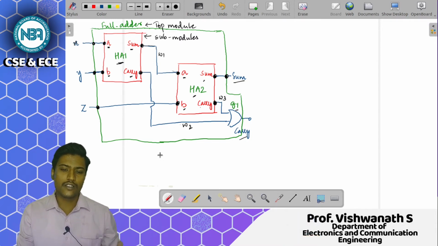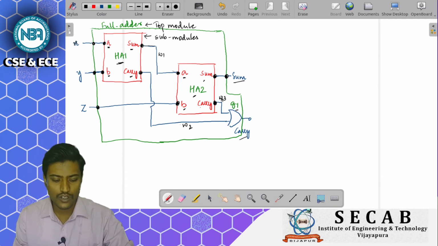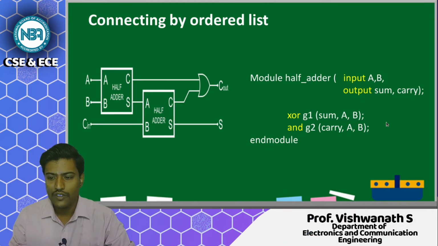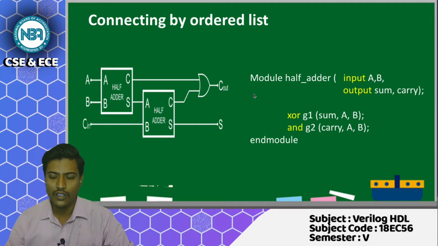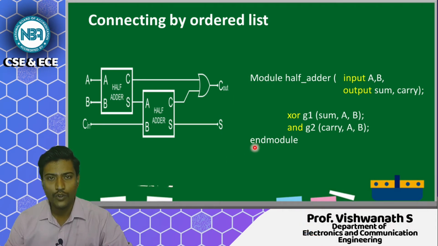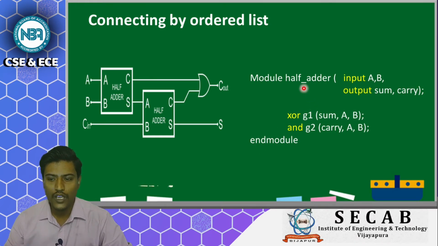So now let us try to understand how port connection is actually done, in terms of an ordered list. Let me go through this particular module. Here I have called this module, and it has been ended with an endmodule statement. I need to give a module name, so I have given half_adder.